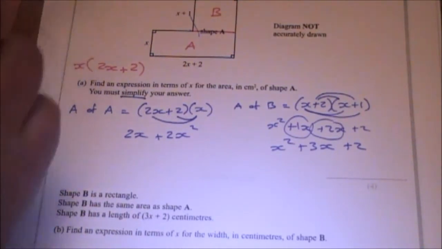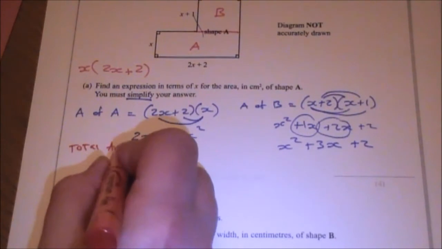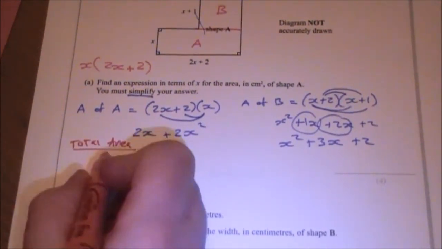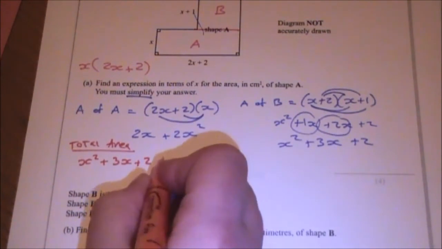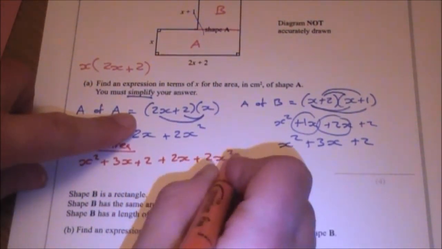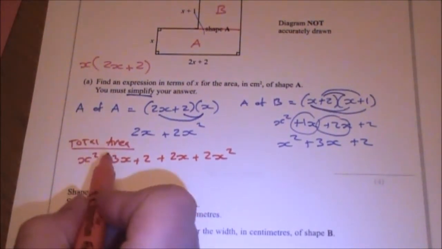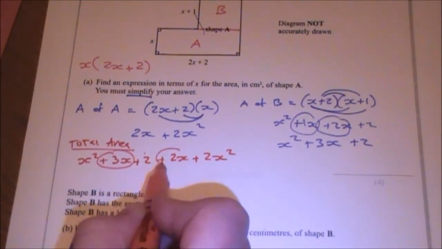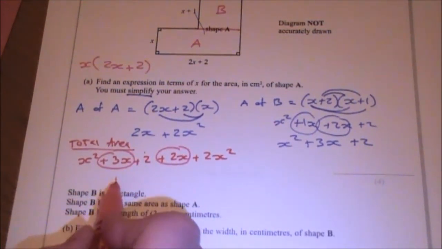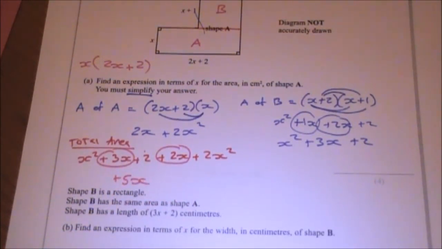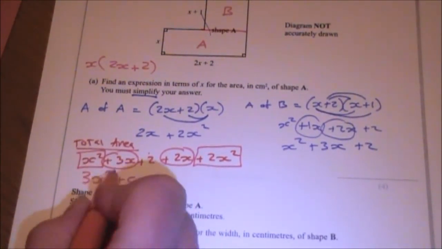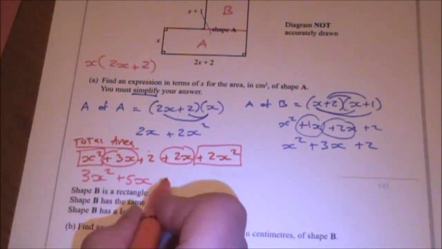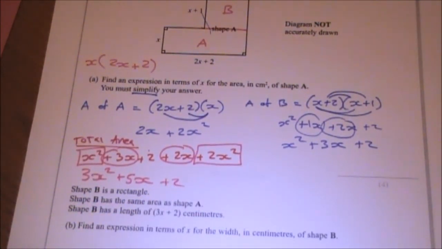Now I'm going to find the total area. And I'm sectioning it off so the examiner can see what I'm doing. And the total area is x squared plus 3x plus 2, add the 2x plus 2x squared. Now I'm going to simplify, so I've got an x term there, an x term there. So that's it for x terms. So I've got 5 x's. And then I've got an x squared term there and an x squared term there. So x squared and 2x squared is 3x squared. And then I've just got my number on its own, which is plus 2. So I've ended up with an area of 3x squared plus 5x plus 2.